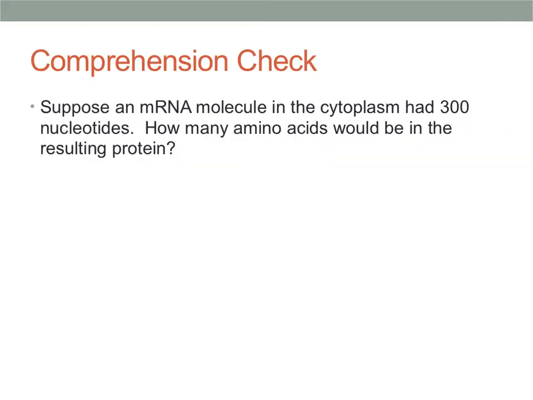Here is a problem for you. Suppose the messenger RNA molecule in the cytoplasm had 300 nucleotides. How many amino acids would be in the resulting protein? So if there's 300 nucleotides, that would be 100 codons. Why 100 codons? Because each codon is made up of 3 bases, and 300 divided by 3 is 100.